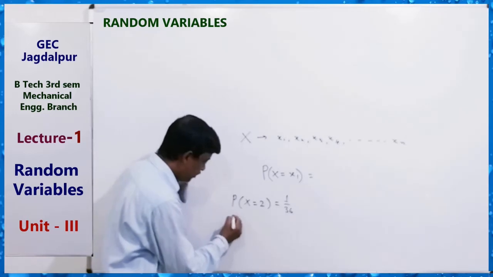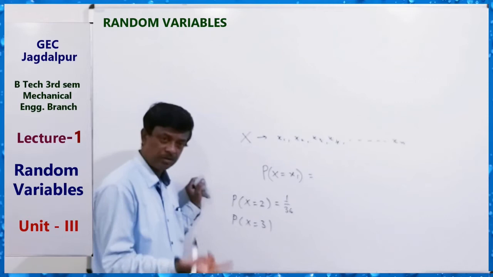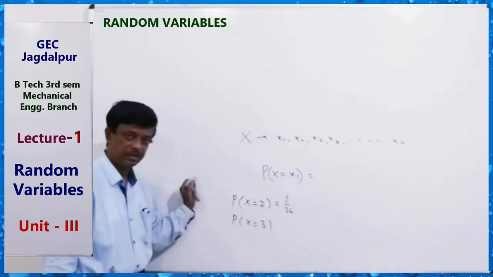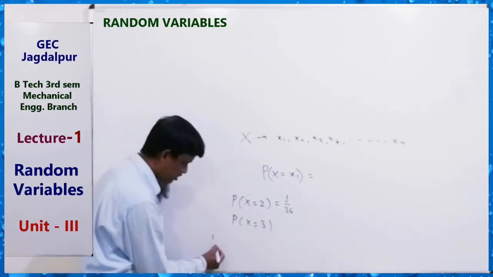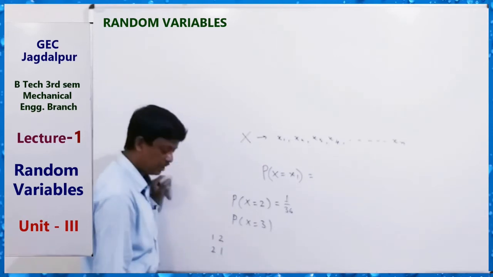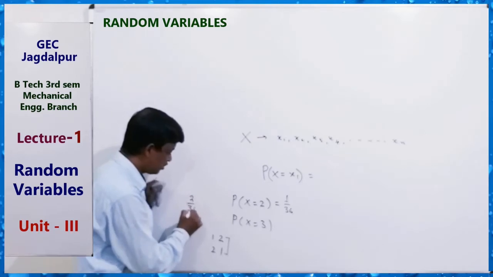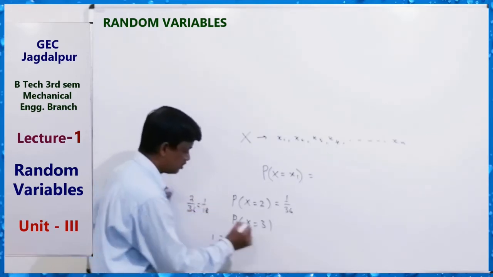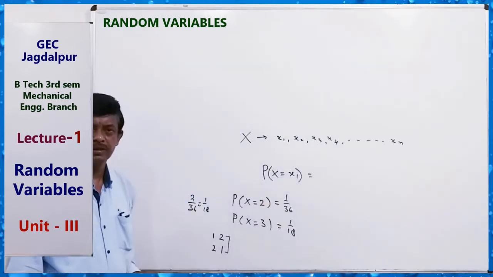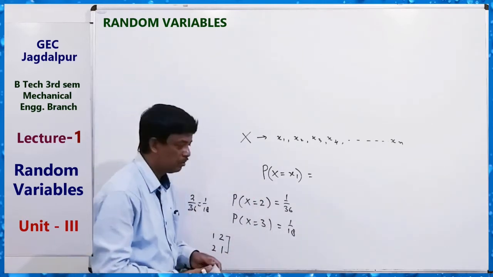And P of x equals 3 means the sum of the two numbers on the top faces is 3. First may show 1, second show 2; first show 2, second show 1. How many possibilities are there? 2. So 2 by 36 means 1 by 18. And these are the probabilities corresponding to the numbers 2, 3, 4, 5, 6, 7 up to 12.